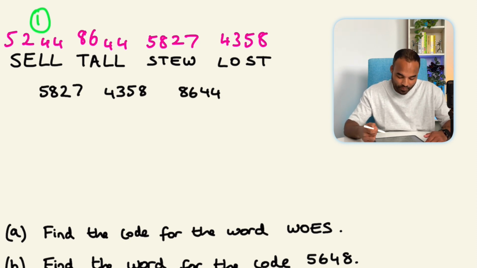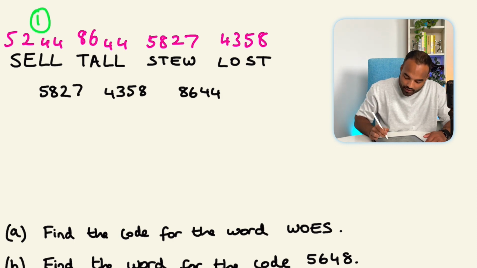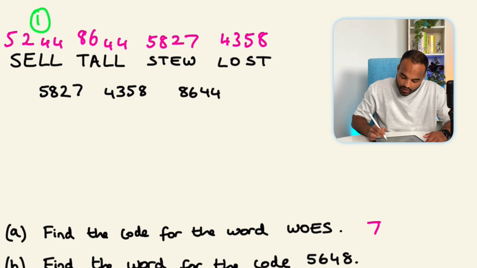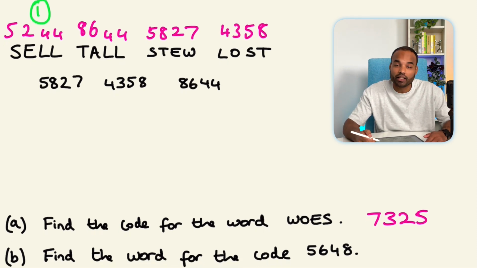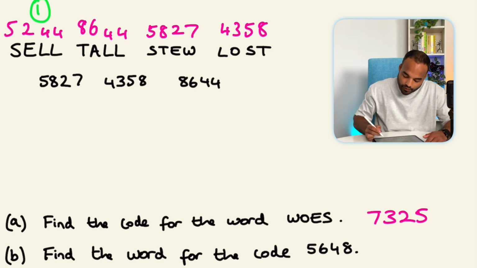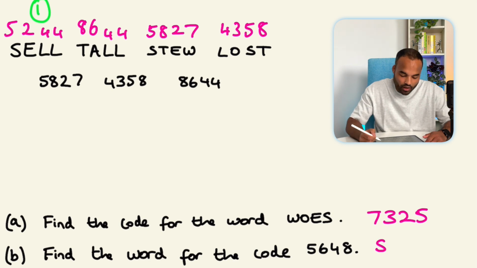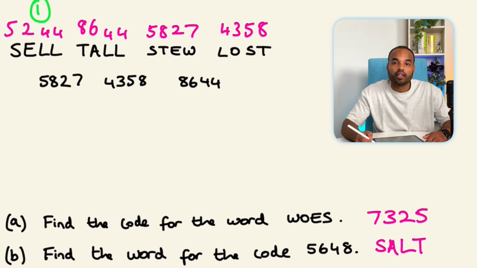So for question A, find the code for the word woes. Well, let's have a look. W is 7, O is 3, E is 2, and S is 5. So that's our code for woes. Let's have a look at question B. So find the word for the code 5648. Well, we know that 5 is S. We know that 6 is A. We know that 4 is L. And 8 is T. So the word is salt.